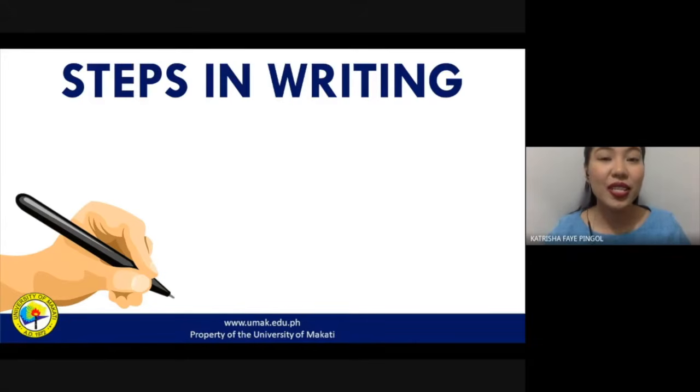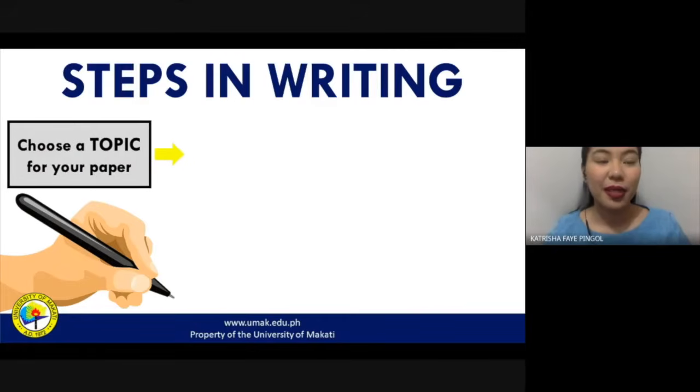Next, let's discuss the different steps in writing a position paper. The first step, of course, is you have to choose a topic for your position paper. Now, like what I have mentioned earlier, more often than not, writers of position papers would select a topic that is controversial in nature. It is something that is well talked about in the society or in the context wherein the writer is writing.